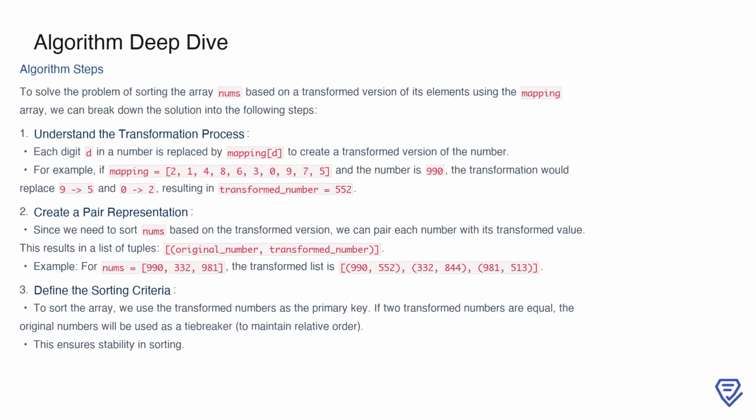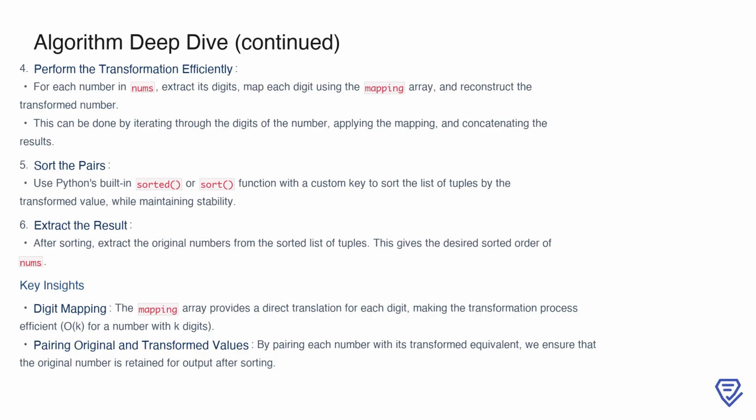Lastly, the sorting criteria are defined. The transformed number is the primary criterion for sorting, while the original number is used to break ties, ensuring the relative order of numbers with the same transformed value is maintained. This stability in sorting is an important aspect of the solution. Now, let's see how to implement the solution efficiently.